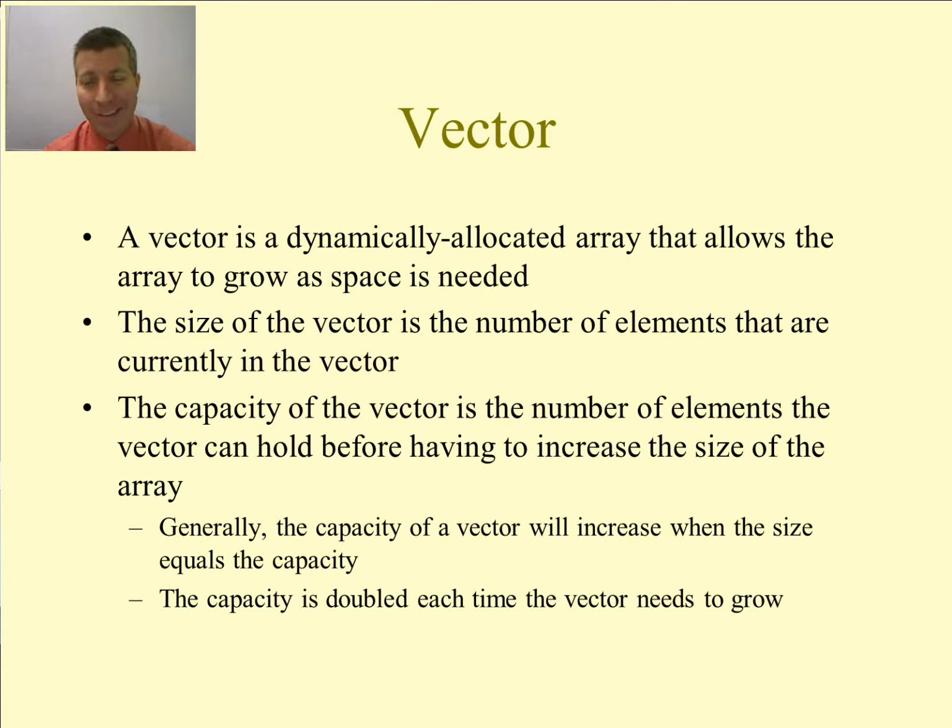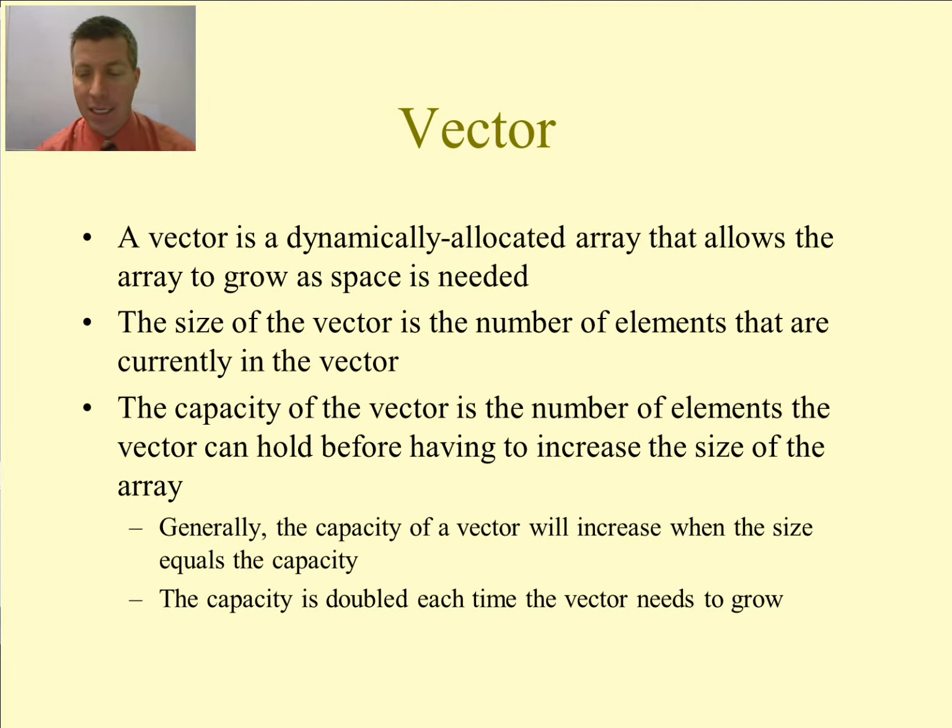And we don't even have to know this. The vector hides this in the underlying implementation of it, which I'll show you here on the next slide. The size of the vector is the number of elements that are currently in the vector. The capacity, on the other hand, is the number of elements that we can add to the vector before it's going to have to increase the total number of elements that we have.